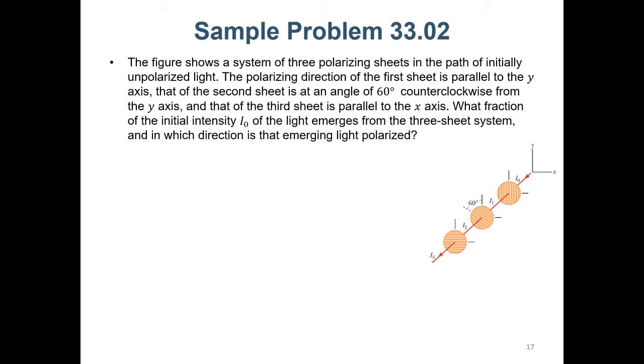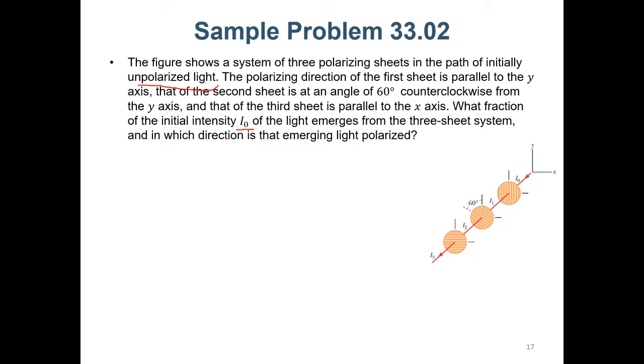This figure shows a system of three polarization sheets. In the path of initially unpolarized light, the polarizing direction of the first sheet is parallel to the y-axis, the second one is 60 degrees counterclockwise, and the third one is parallel to the x-axis. What fraction of the initial intensity of the light emerges from the three-sheet system, and in which direction is the emerging light polarized?